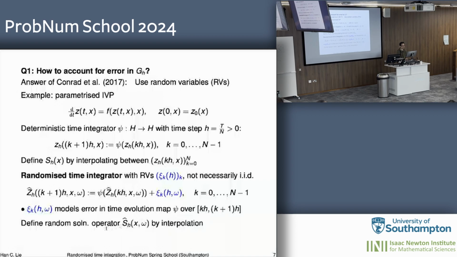Now that we have a way of creating a random approximate solution of the ODE, we can construct a random solution operator S hat, which takes in a parameter value x, and depends also on your randomization omega. We just do linear interpolation again.